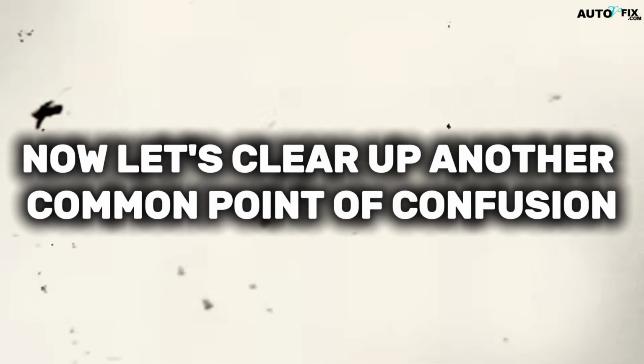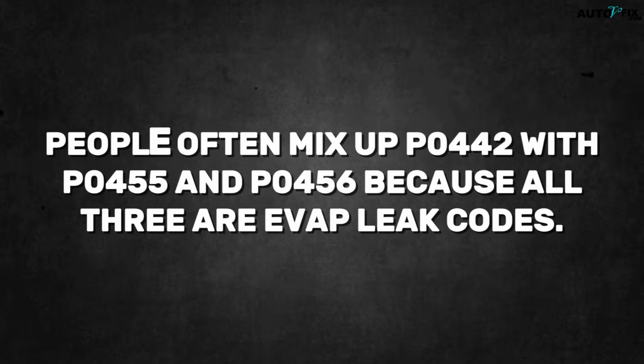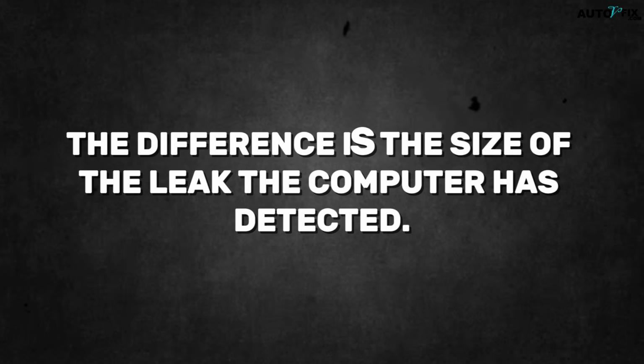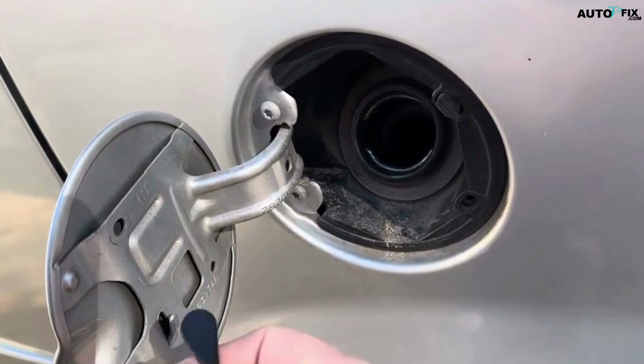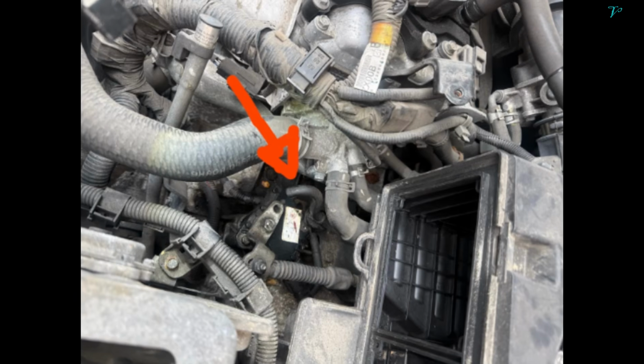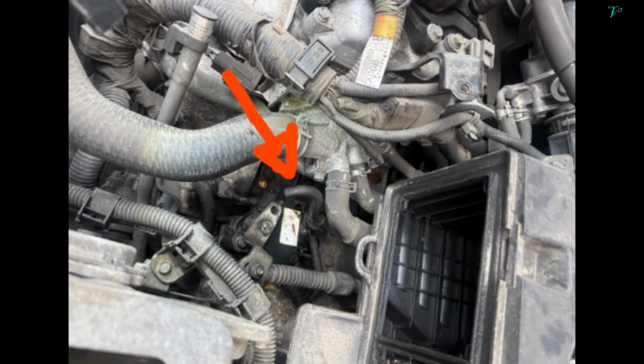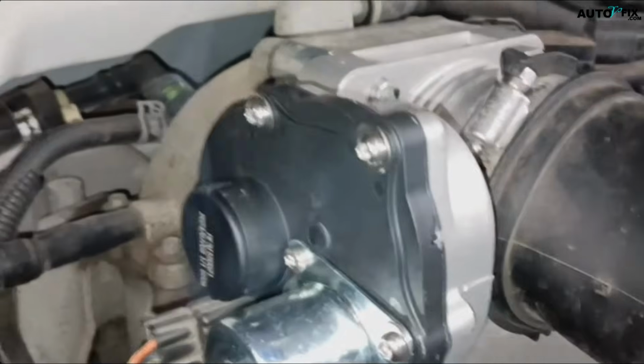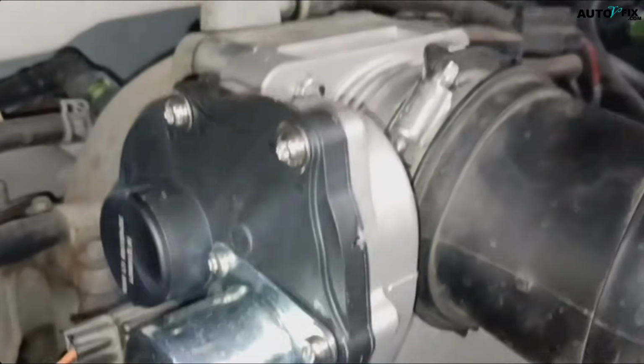Now let's clear up another common point of confusion. People often mix up P0442 with P0455 and P0456 because all three are EVAP leak codes. The difference is the size of the leak the computer has detected. P0455 indicates a large leak. This is the kind of problem caused by a missing gas cap, a disconnected hose, or a major crack in the system. These leaks are usually much easier to locate because smoke escapes quickly during testing.